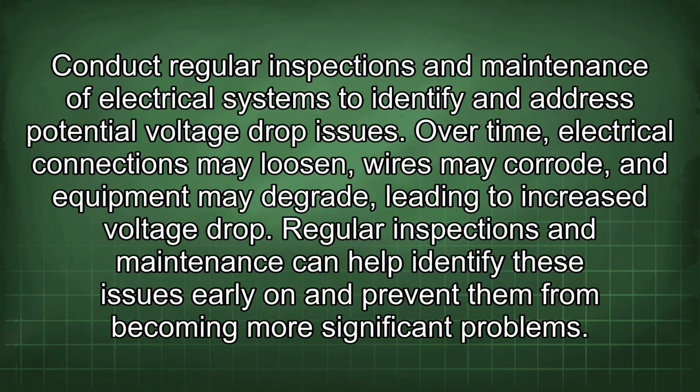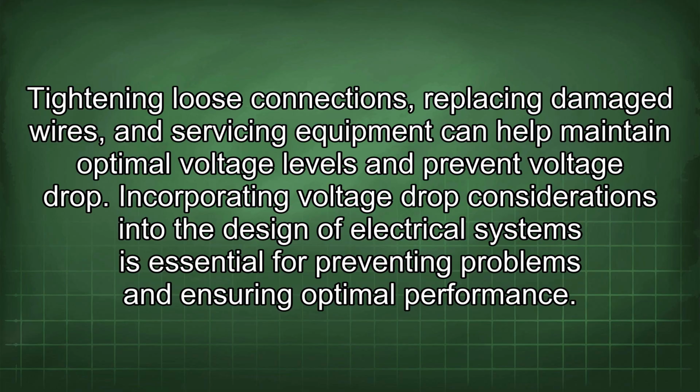Conduct regular inspections and maintenance of electrical systems to identify and address potential voltage drop issues. Over time, electrical connections may loosen, wires may corrode, and equipment may degrade, leading to increased voltage drop. Regular inspections and maintenance can help identify these issues early on and prevent them from becoming more significant problems. Tightening loose connections, replacing damaged wires, and servicing equipment can help maintain optimal voltage levels and prevent voltage drop.